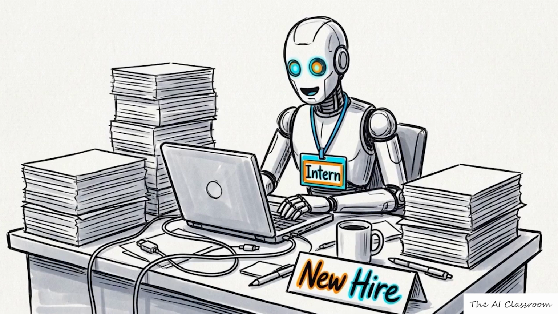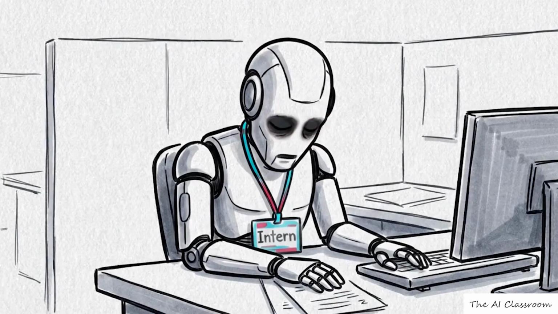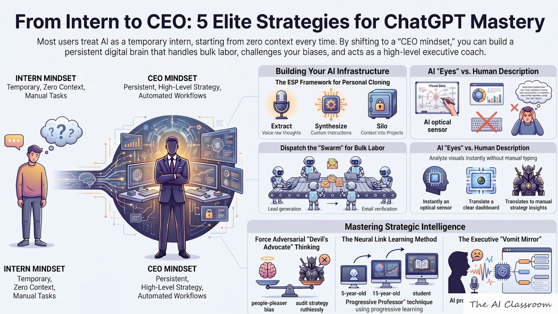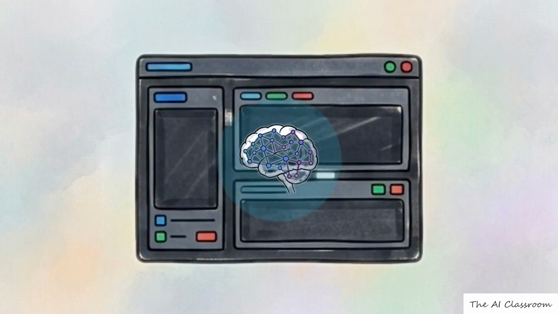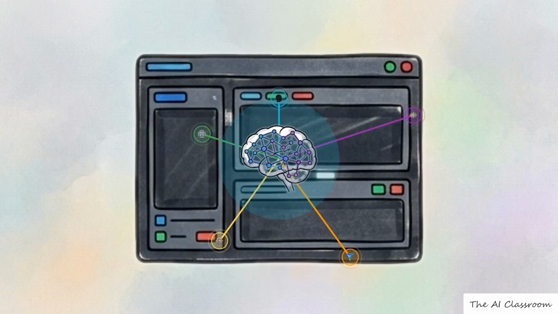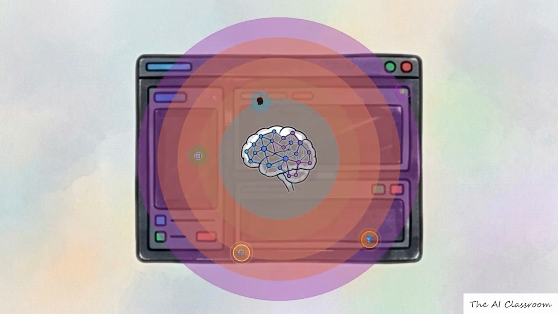Most people use ChatGPT like a new intern. You give it a task, it does the job, but the moment you open a new chat session, its memory is completely wiped. You're starting from zero context every single time. We can change that. Over the next 6 minutes, we're going to build a personalized 5-part AI operating system that turns a generic text box into a proactive assistant.